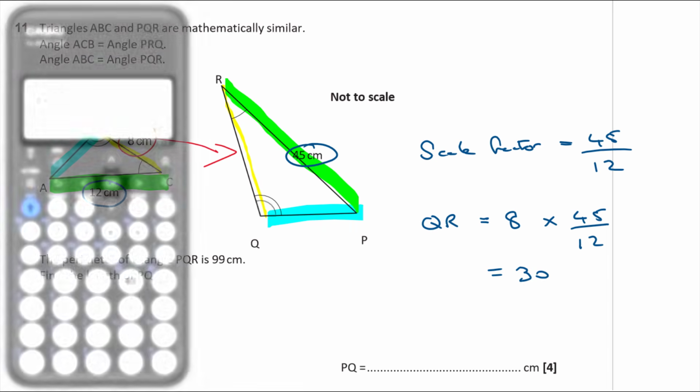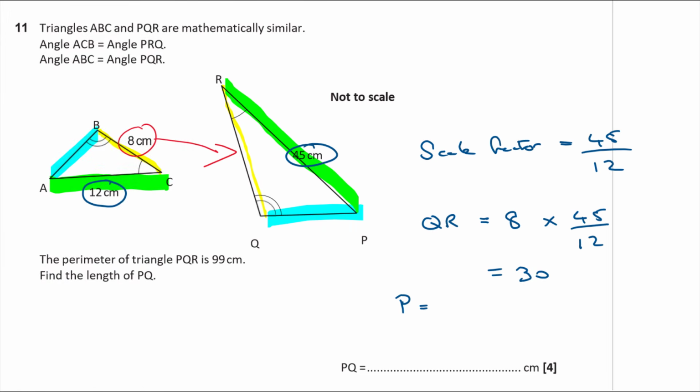Okay, and we know that the perimeter, which is going to be the 45 that we've been given, plus the 30 we've just found, plus QP, is 99. So adding those two numbers together is going to give me 75. So 75 plus our missing side, QP, or PQ I should say, is equal to 99. So then 99 take away 75 is going to give us PQ, isn't it? So 99 less 75, that's a difference of 24 then. So PQ is equal to 24.